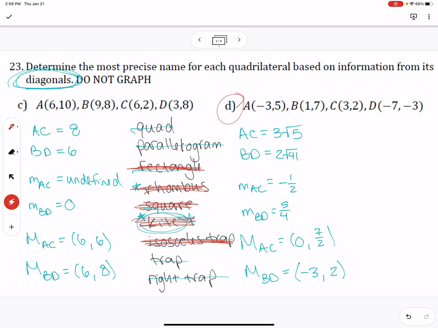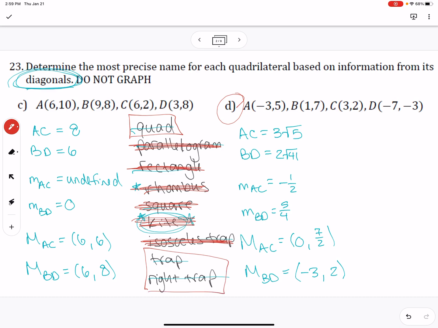Now lastly, we have this bit of information here. This is telling me that the diagonals also don't bisect each other because these midpoints are not the same. So that takes away parallelogram. So our possibilities here are just a basic quadrilateral, a trapezoid, or a right trapezoid.